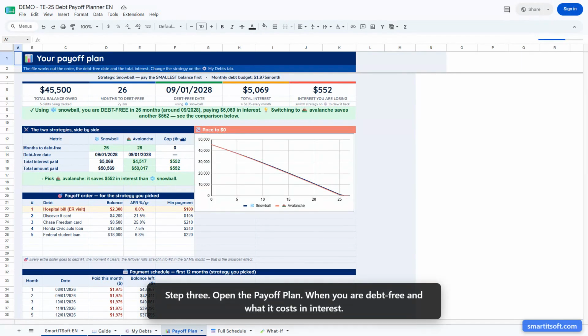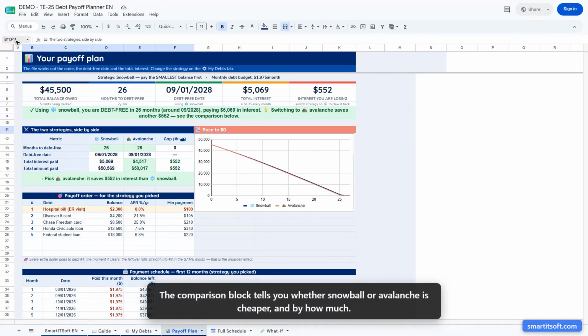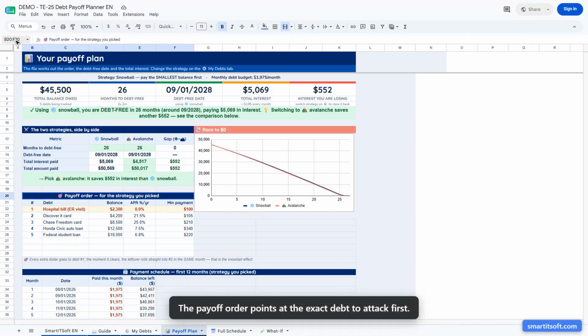Step 3. Open the payoff plan. When you are debt-free, and what it costs you in interest. The comparison block tells you whether Snowball or Avalanche is cheaper, and by how much. The two-line chart is the race to zero between those two strategies. The payoff order points at the exact debt to attack first.